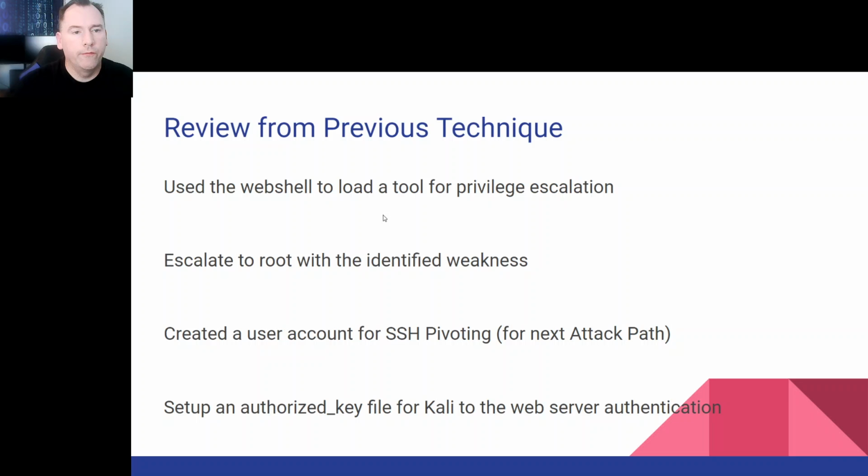So just a quick review from the previous technique. We used a web shell to load a tool to identify privilege escalation. We found a setuid file called dash and were able to escalate to root privileges. With the privileges we had, we created a user account that we are going to use for SSH and also for future SSH pivoting. We also talked about how to set up an authorized key file and use that to authenticate from Kali to the account that we created called Gary.